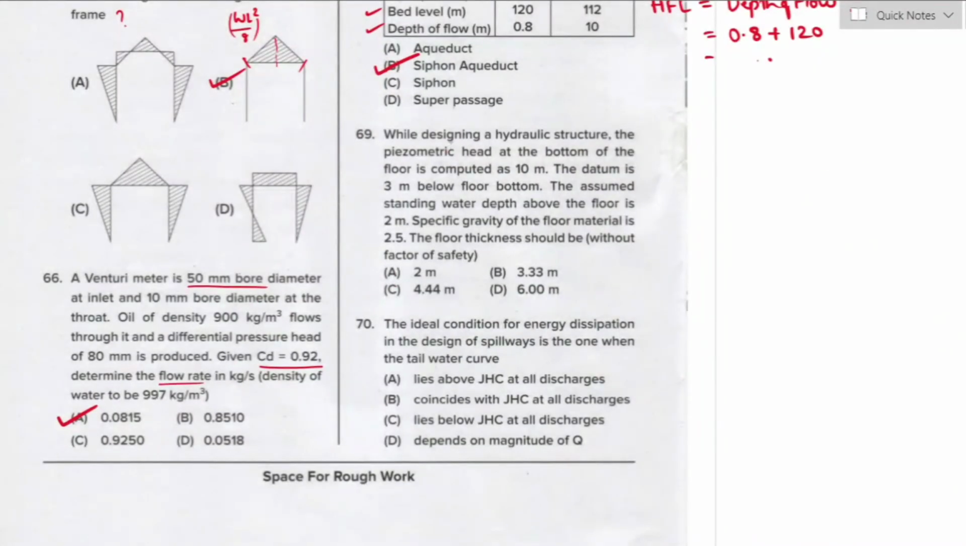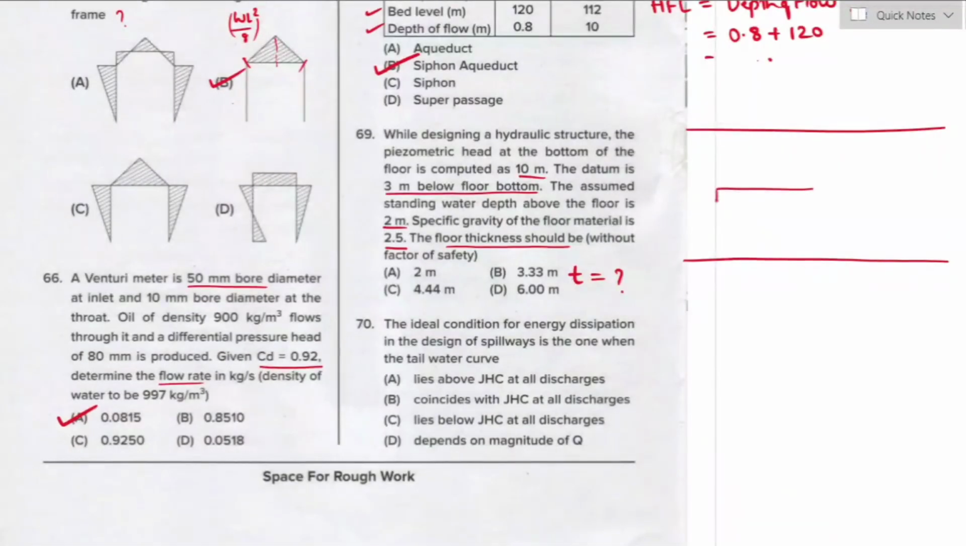Question number 69. While designing a hydraulic structure, the piezometric head at the bottom of the floor is computed as 10 meter. The datum is 3 meter below the floor bottom. The assumed standing water depth above the floor is 2 meter. Specific gravity of the floor material is 2.5. The floor thickness should be, without considering the factor of safety. So, we have to determine the floor thickness. Let us draw a diagram so that you can clearly understand.